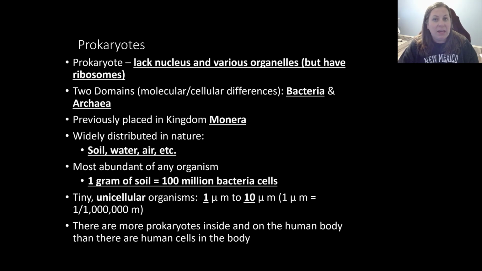The most abundant of any organism is the bacteria group. If you were to take 1 gram of soil, like a small amount of soil, and you were actually able to measure the amount of bacteria in it, there would be 100 million bacteria cells in that 1 gram of soil. So they're everywhere, and there's a lot of them. Most of the time, they don't want to hurt you. Okay, these guys are really tiny organisms. They're very, very small. And there are more prokaryotes inside and on the human body than there are human cells in your body. So you have a lot more bacteria living in you and on you than you do just with your cells. Okay, so prokaryotic cells are found pretty much everywhere.